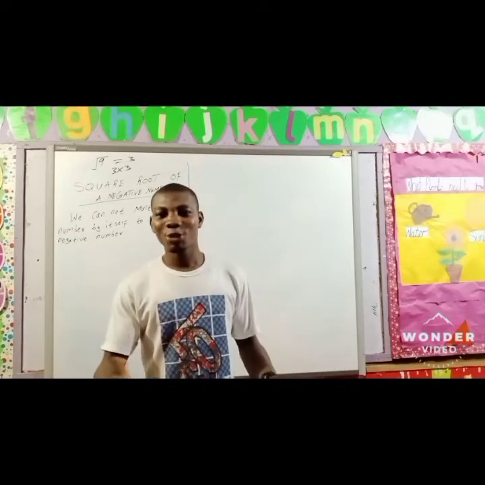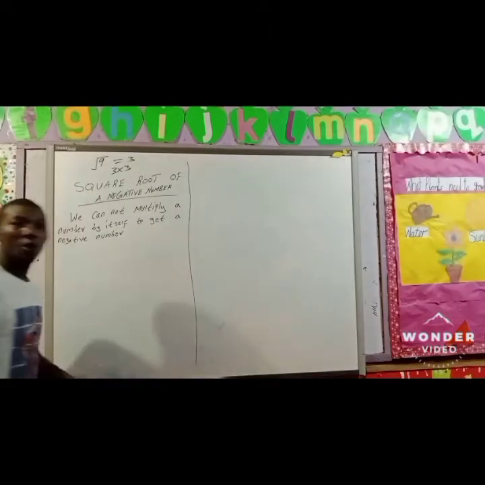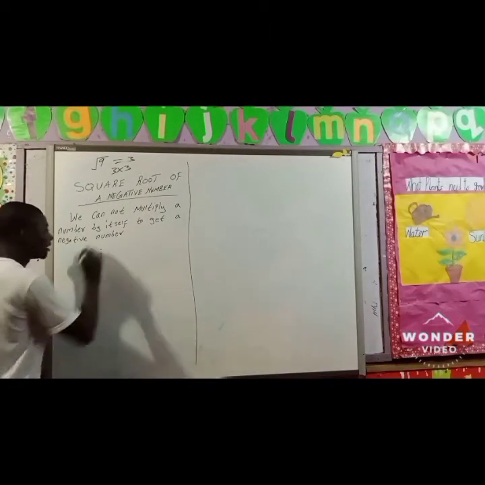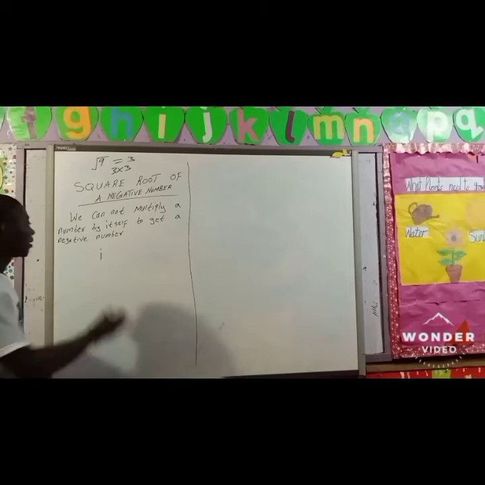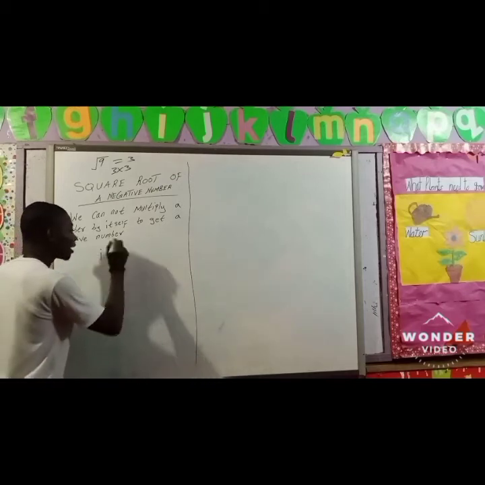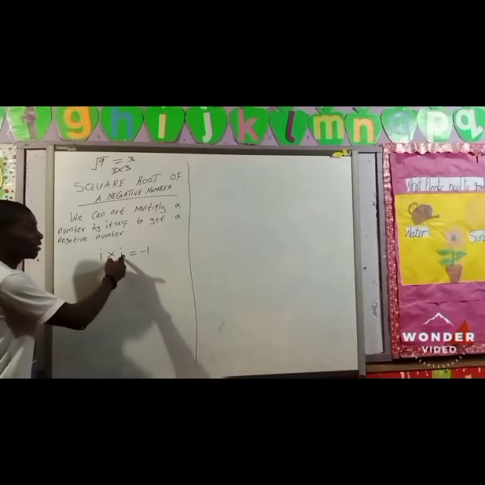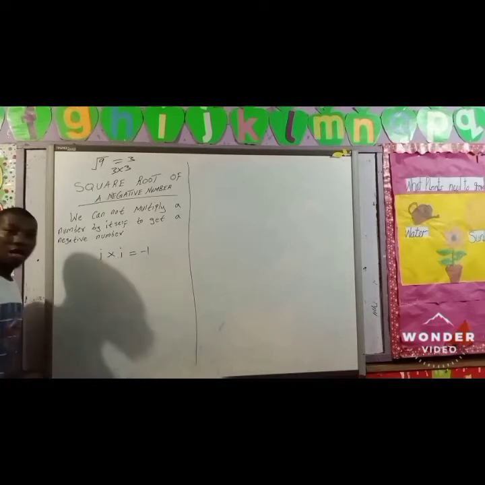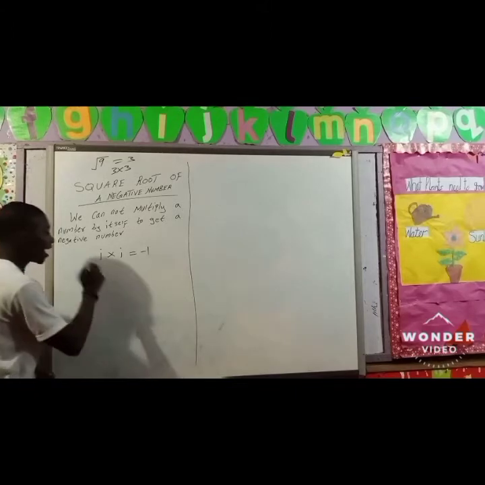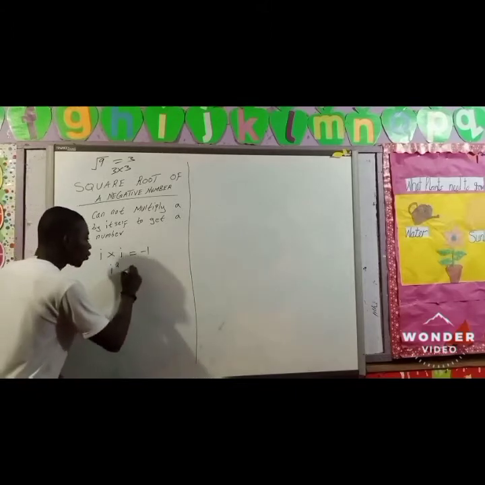But imagine that such a number would occur. Let's call it i. The i here represents an imaginary number. When you multiply i times i, we are going to have negative 1. Are we together? There's no number that we can multiply by itself to give us negative 1, but let's imagine that there is such a number, which is i. i stands for imaginary number. i times i will give us minus 1. So what is i times i? i squared equals minus 1.